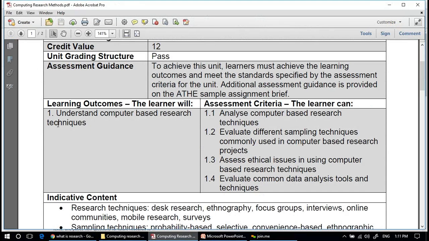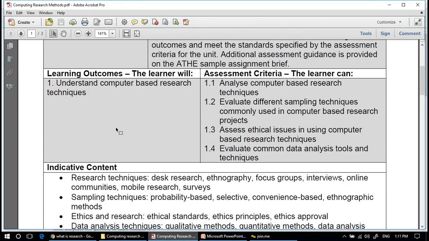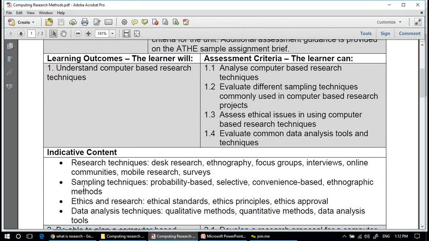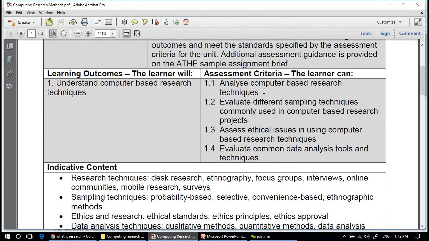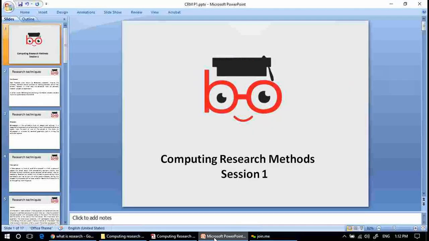So we'll discuss today understanding computer-based research techniques, which includes research techniques, sampling techniques, ethics and research, and data analysis techniques and tools. So we start with analyzing the computer-based research techniques, then different sampling techniques, ethical issues, and common data analysis tools and techniques.